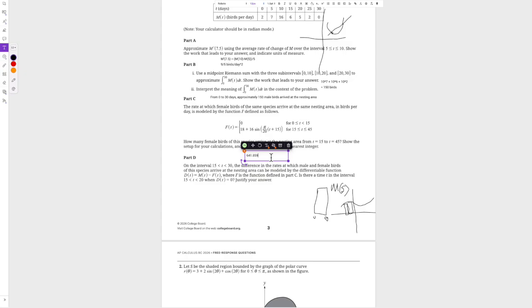And I'm going to round to 641, because if you round up, that's going to be 642 birds. You have 0.141 extra birds. That doesn't make much sense. So I'm going to round down to 641 female birds.